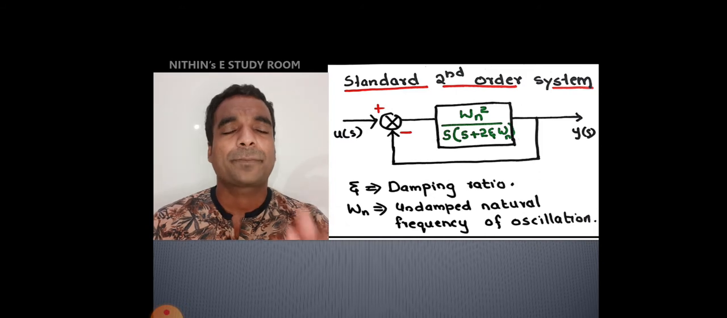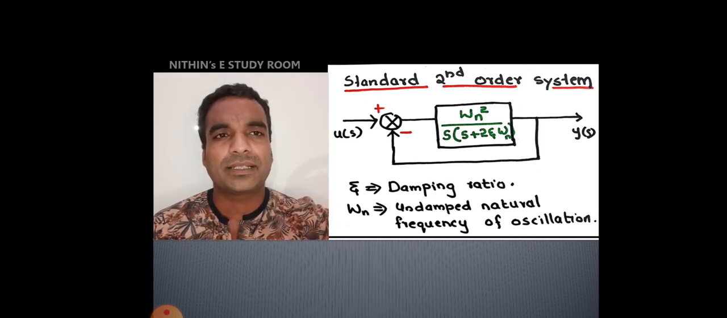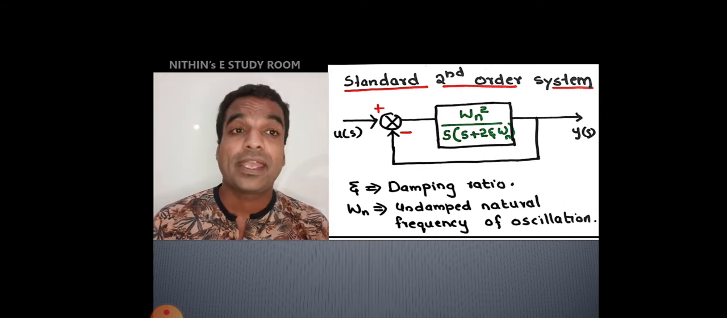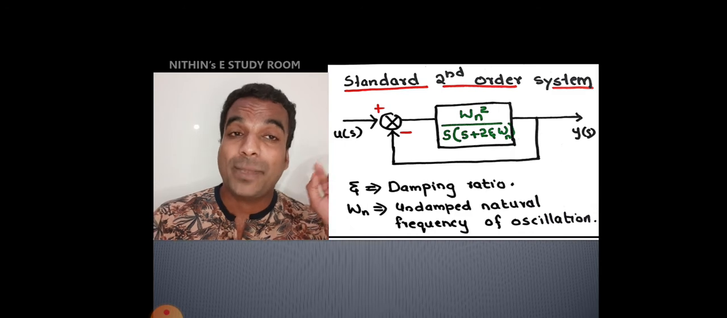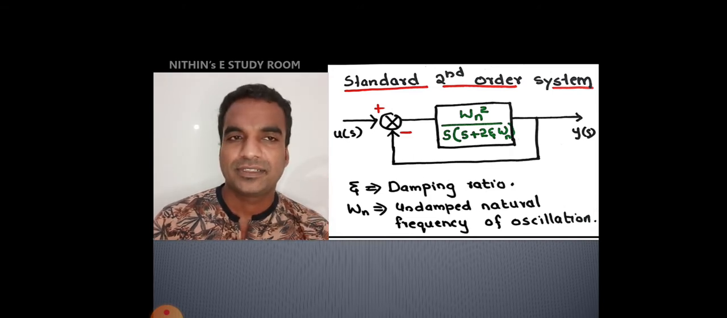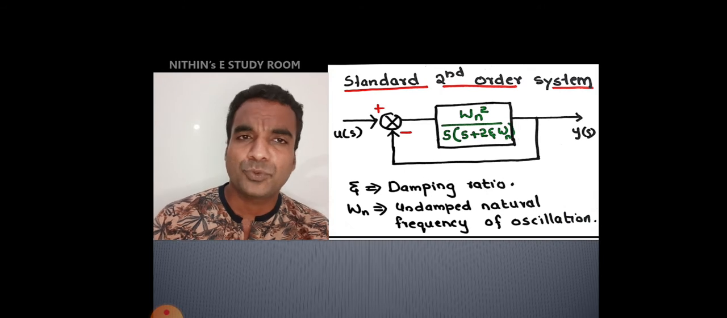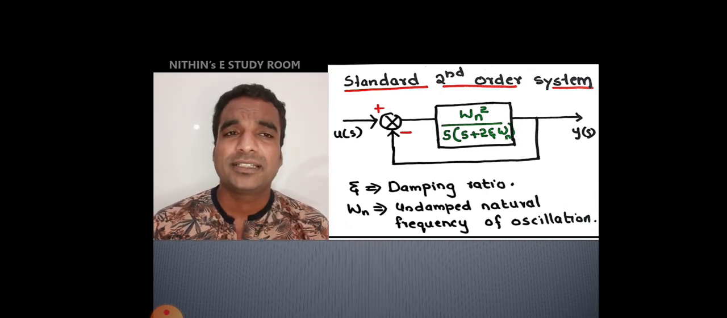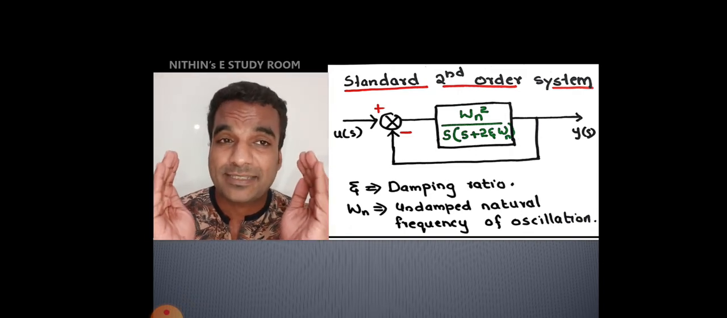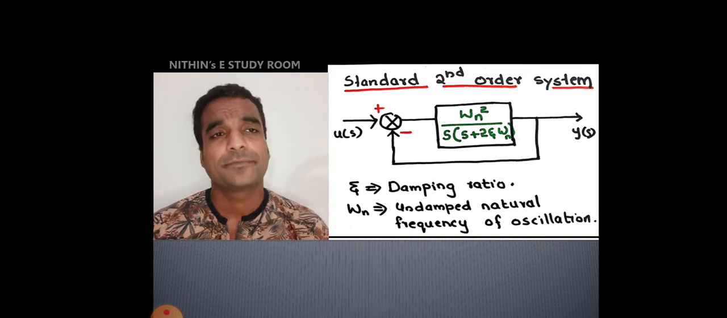Here now I am presenting only the forward path gain. The closed loop transfer function we have to derive. In this figure, the forward path gain is given as omega n square by s into (s plus 2 eta omega n). So what is the damping ratio and what is omega n? These are the two important things. Before going to that, we have to go through 2 or 3 steps further. Then it will be very easy to understand the concept of eta and the concept of omega n.